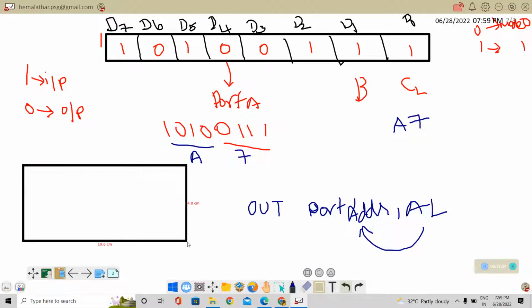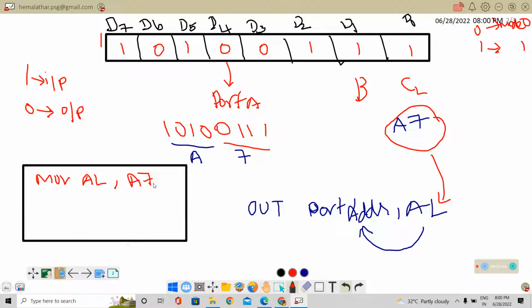Now we'll write the instruction for the given configuration. Inside this AL, the value you have to store is A7. So your first line is MOV AL, A7H. I write H to represent that it is a hexadecimal value. The data A7 will be copied to my AL register. So inside my AL, the value you have is A7, and this A7 you have to move to the port address.